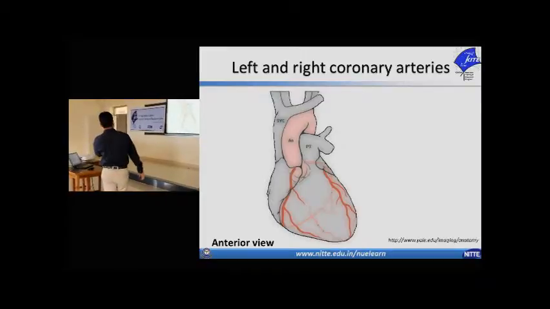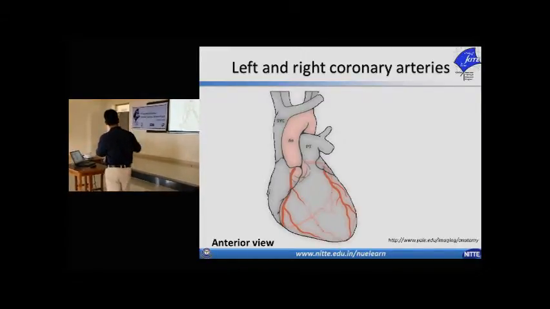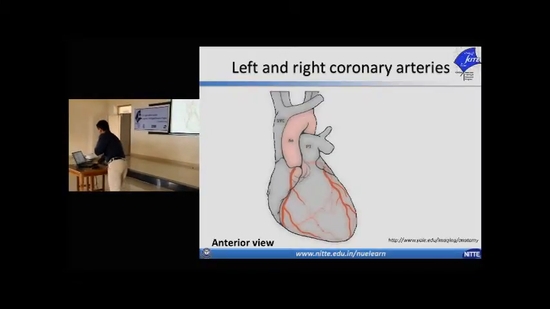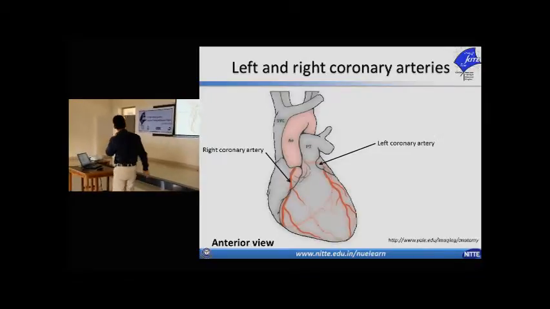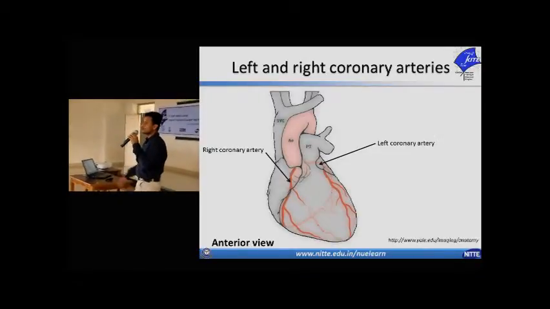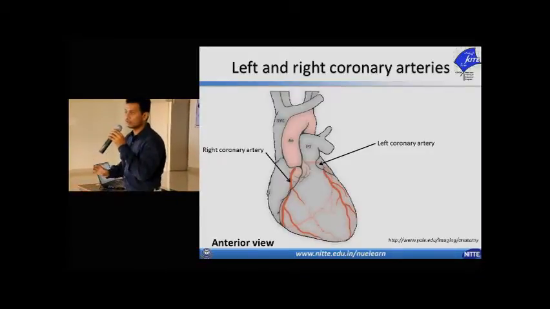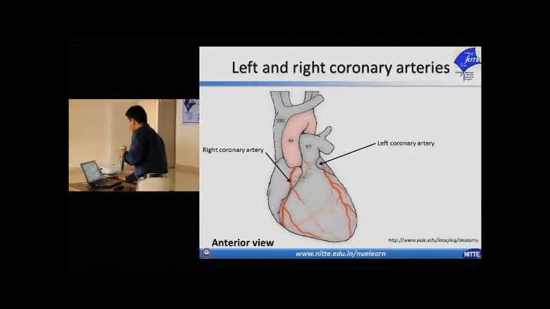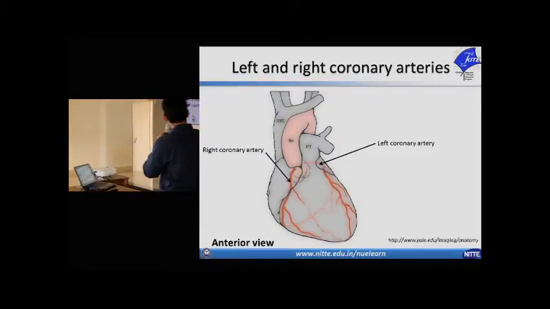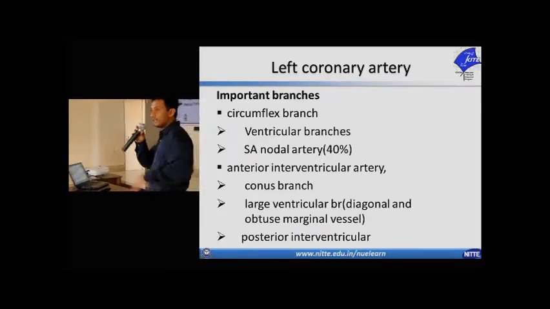So where can you find the left and right coronary arteries? This is the anterior view, and here are the right coronary artery and the left coronary artery. So there are 2 coronary arteries, right and left, in the right and left AV grooves. Now coming to the branches of the coronary arteries, we will take them up one by one.